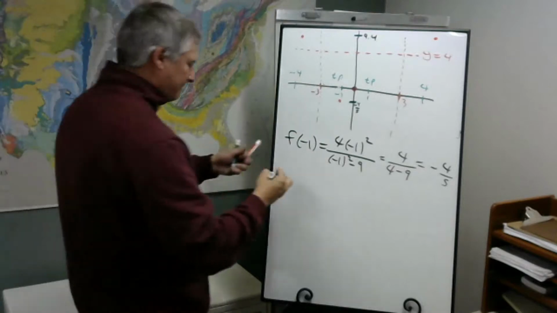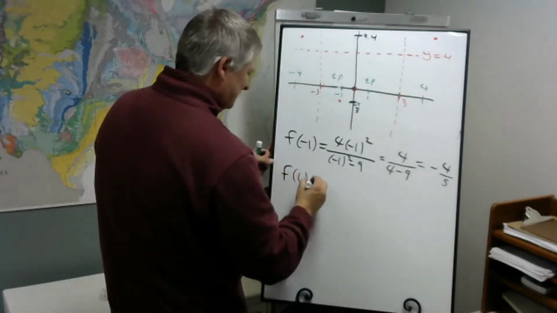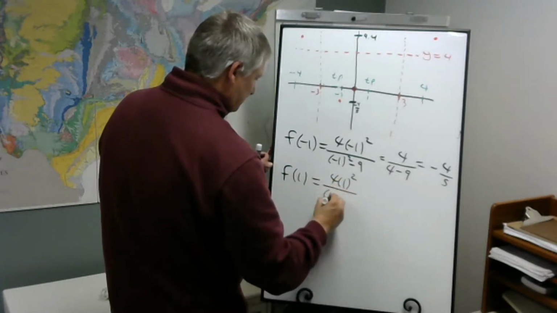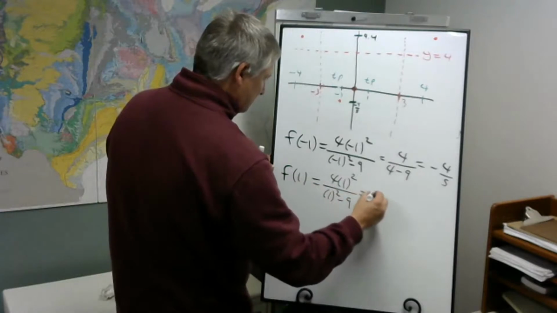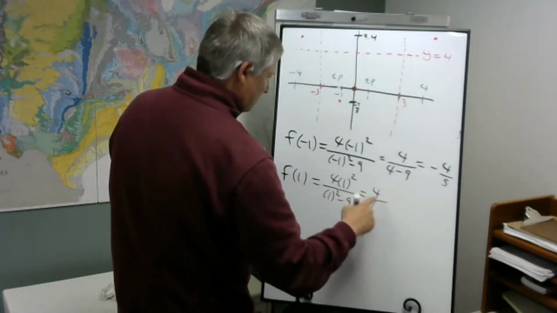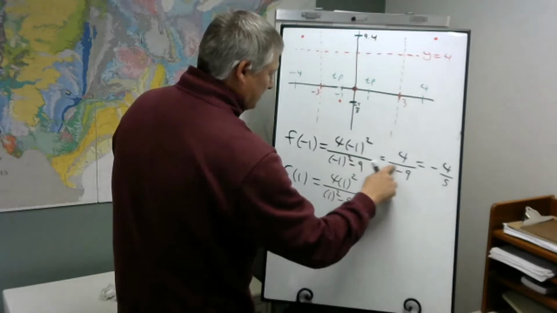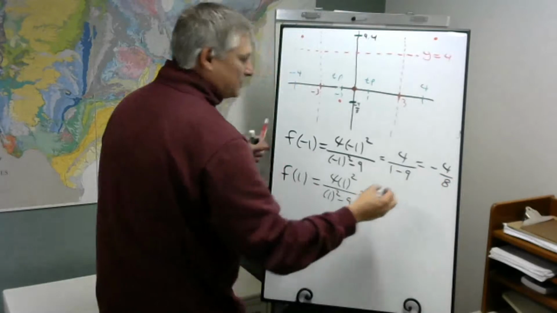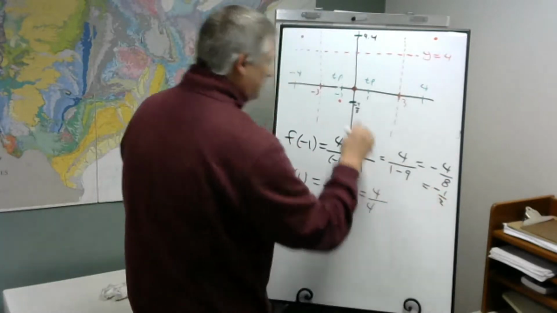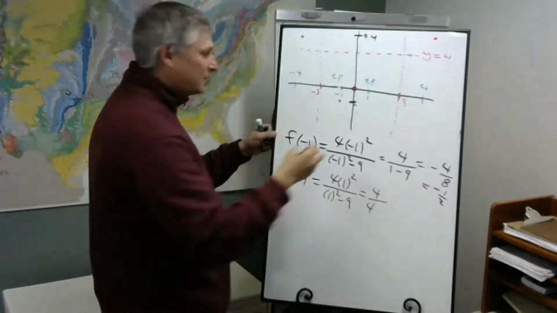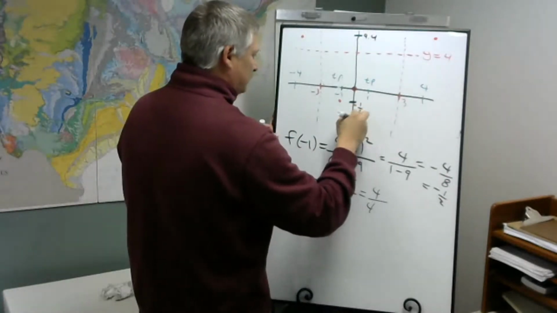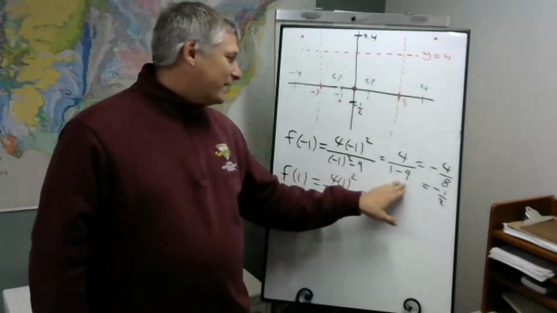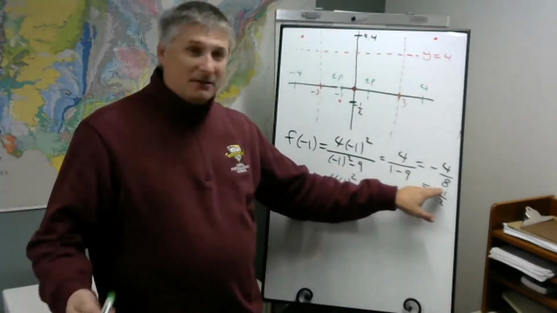Now let's try f of 1. We're going to get the same thing. Oh dear, I'm sorry, I made an arithmetic error. It's 1 minus 9, which is -8 over 8, which is -1/2. I'm sorry, I made an error there. It's -1/2. I'll give you a second to update your notes. 1 minus 9 is -8.